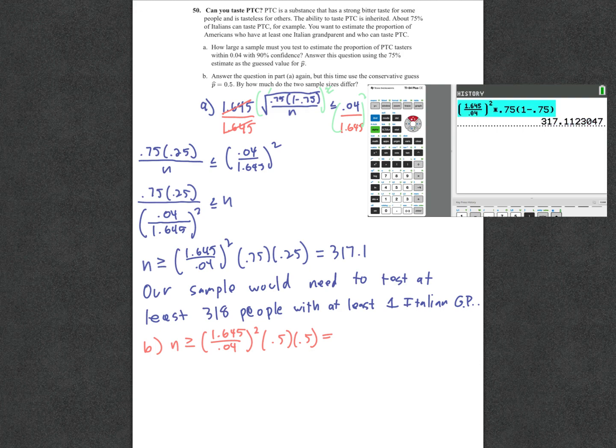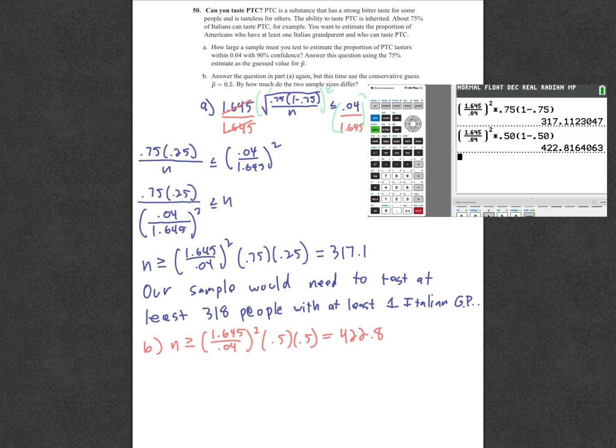Okay, and I'm just going to grab this and bring it down and edit it because it's so close to the original. And part B is so close to part A. Okay, and that's it. Okay, 422.8. Okay, so that'll round to 423.